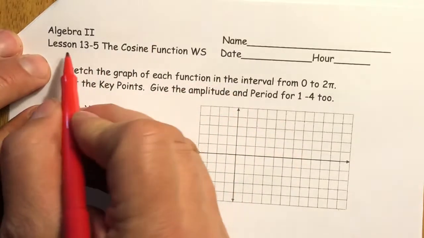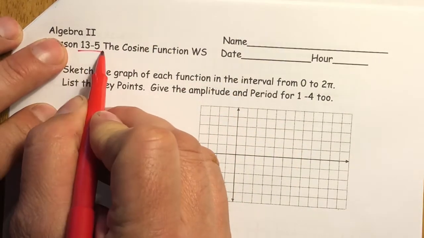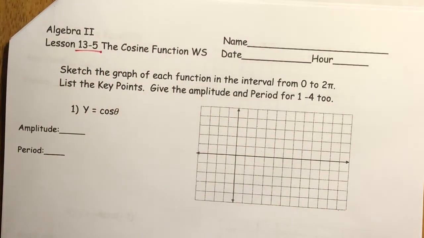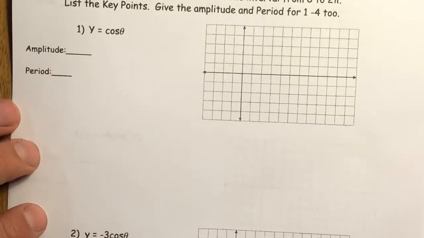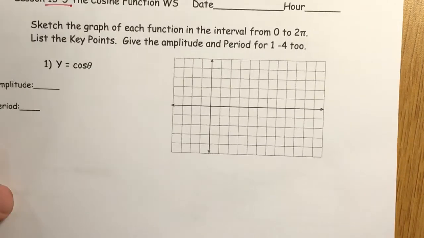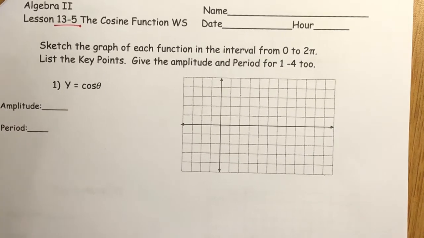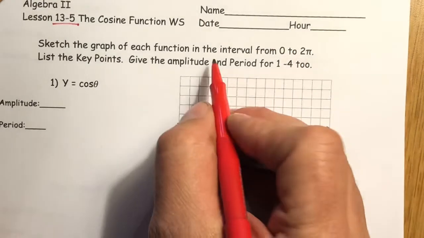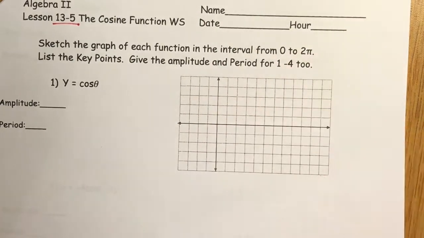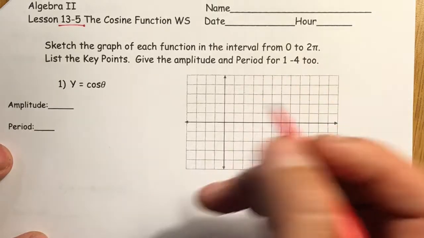I believe that's it for the notes. This is going to be your homework, guys: Lesson 13-5, the cosine function worksheet. I'm gonna do one with you to help you out and make sure you're on the right track. It says sketch the graph of the function in the interval from 0 to 2 pi, list all the key points, give the amplitude, all that good stuff.